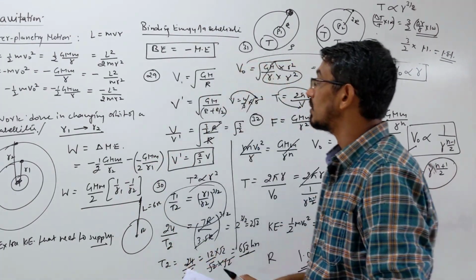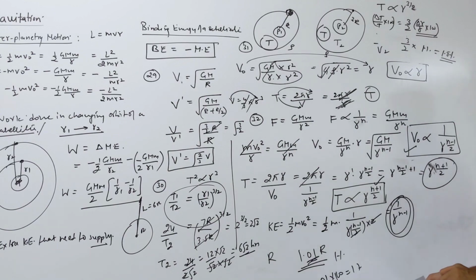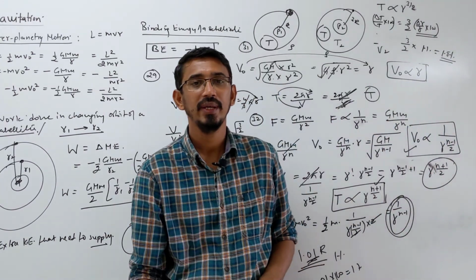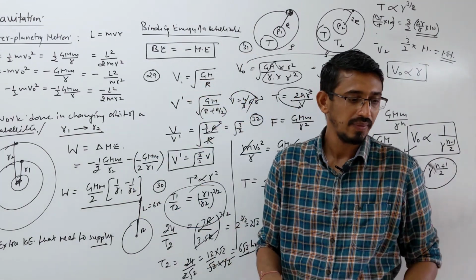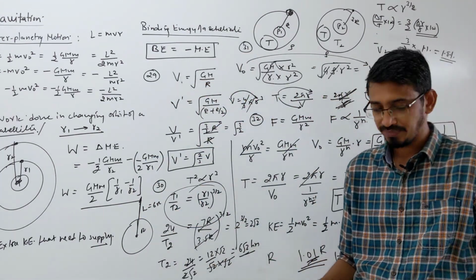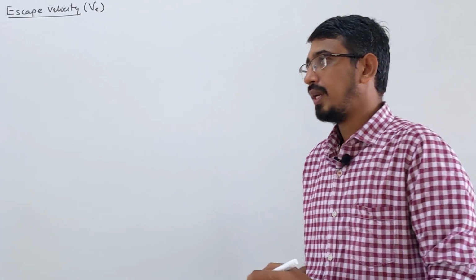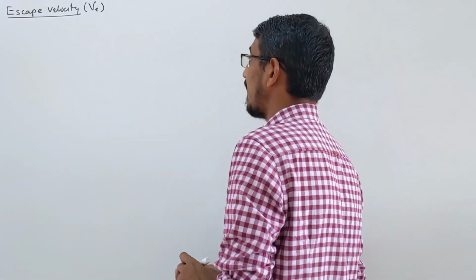Okay, so this is all about interplanetary motion. Three things we have learned here: orbital velocity, then time period, and the energy of the satellite. Now we'll talk about escape velocity. Okay, so now we are talking about escape velocity.